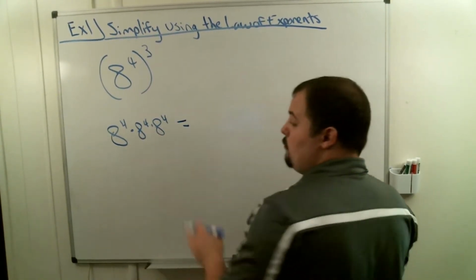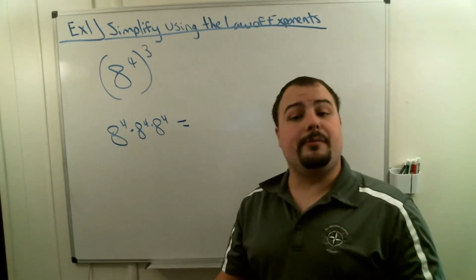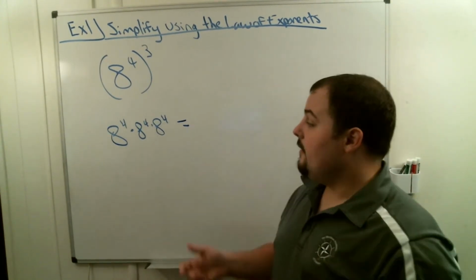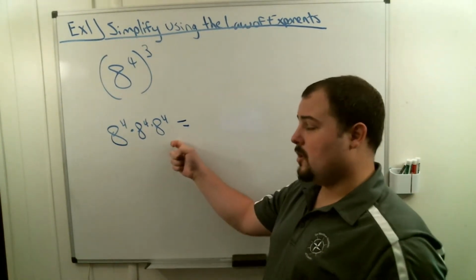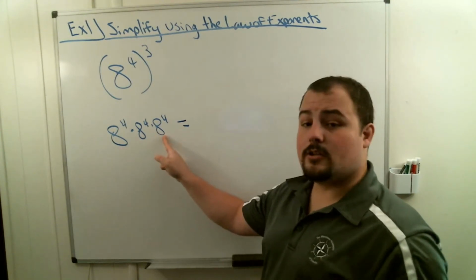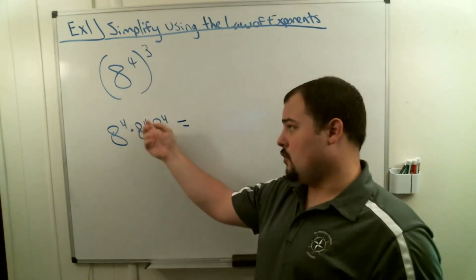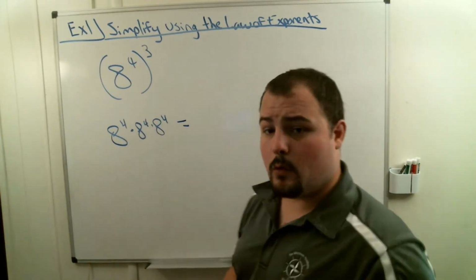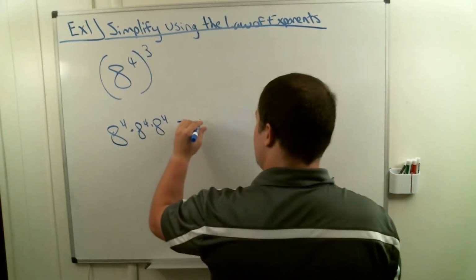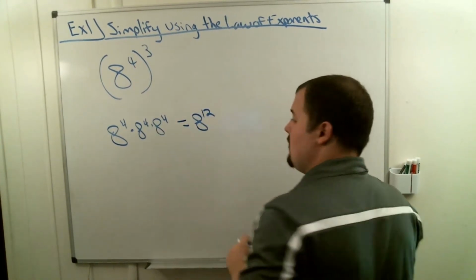Now that we did that, we can actually use the rule that we learned in the previous lessons that says that as long as numbers are multiplying and they have the same base, so they're all 8s, we can add the exponents since they're all multiplying. So 4 plus 4, that's 8. 8 plus 4, that's 12. So this is really 8 to the power of 12.